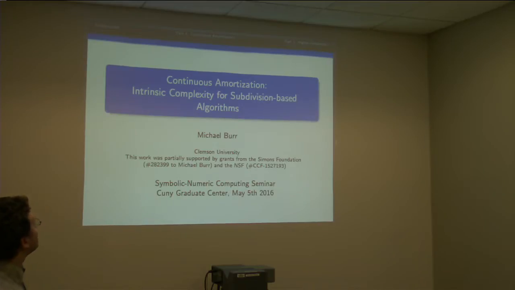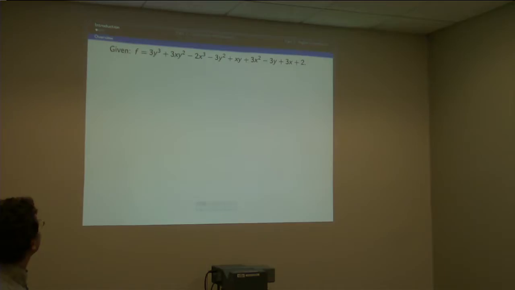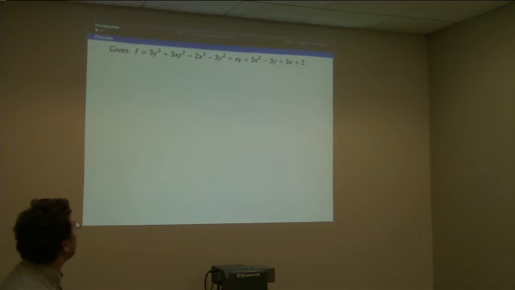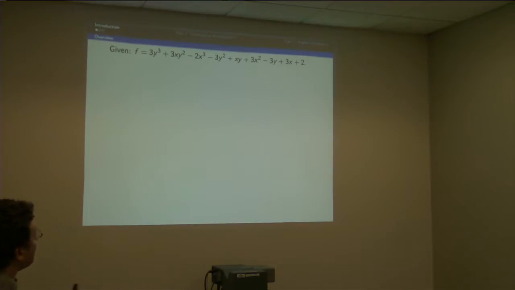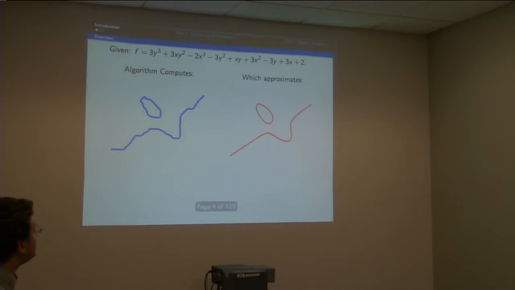All right, so this talk is going to have two parts. Oh, no, I'm going to have the introduction first. So let's start with a polynomial. This is going to be our polynomial, and say we have an algorithm that computes this. This is meant to be an approximation to the smooth curve. So this is some piecewise linear approximation, and the actual curve is that.